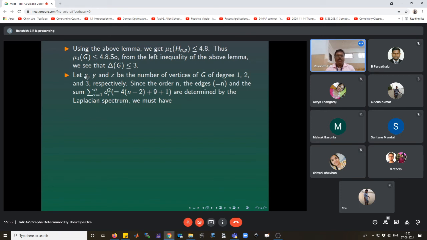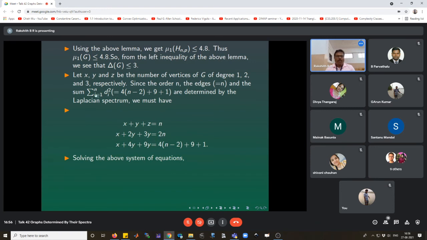So if you sum x plus y plus z, it gives you the order of the graph G. It must be the same as n because the order is determined by the Laplacian spectrum. And if you sum x plus 2y plus 3z, this gives you 2 times the number of edges. Since the number of edges is determined by the Laplacian spectrum, it must be equal to 2n, where n is the number of edges in the lollipop graph.